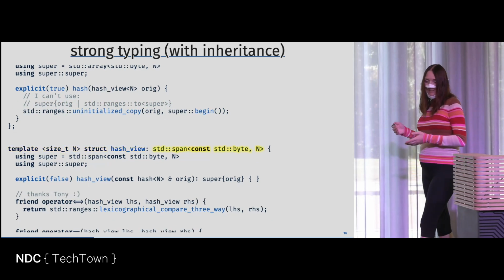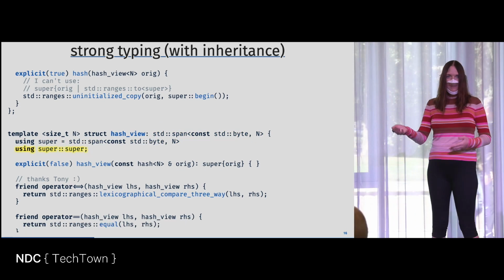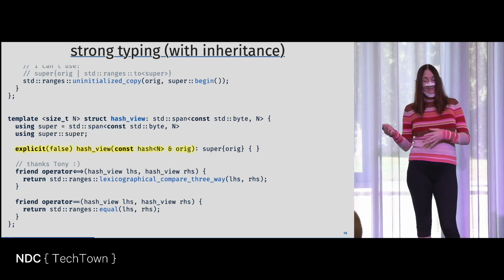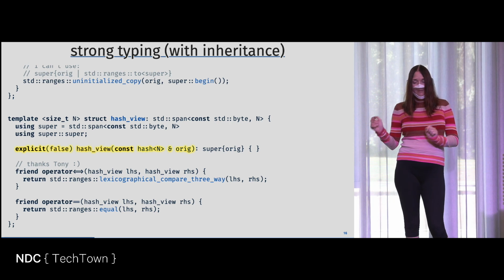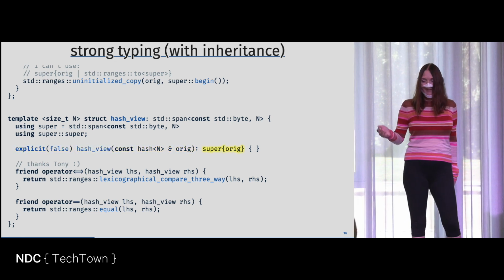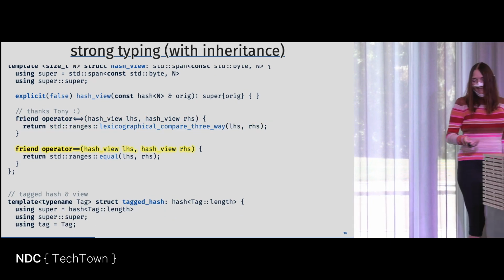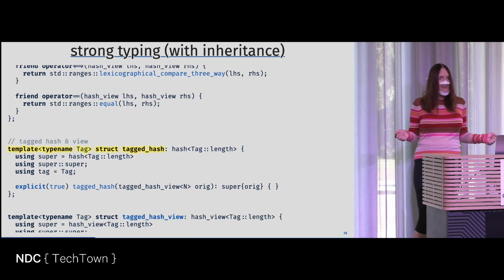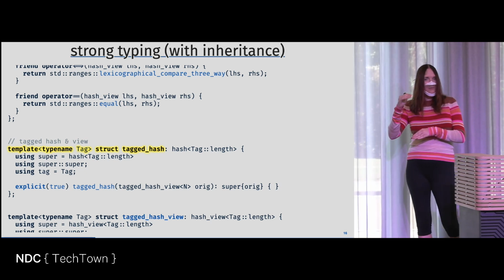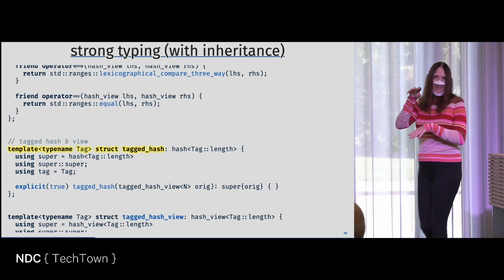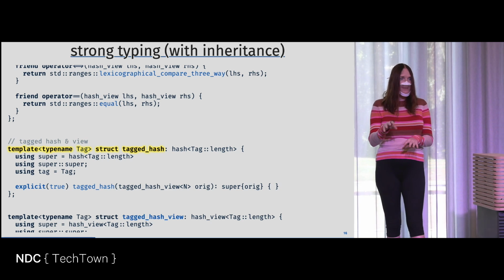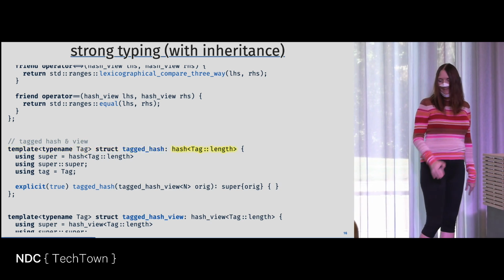And hash view is the same. It's a span. I will take its constructor, create an implicit constructor from hash because it's a view, and my comparison. And that's all I need to implement. It's just a few lines of code. You need to test only a few functions, and everything else is already there.